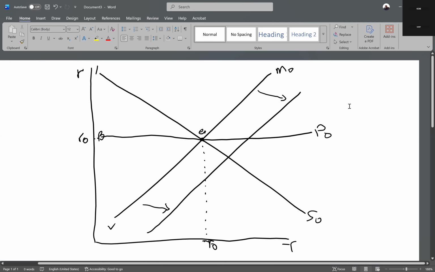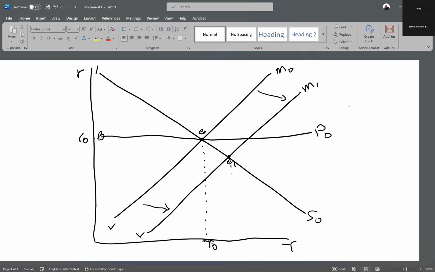Where it meets the IS curve, so this is LM1. It meets the IS curve at this point. Call it E1. At E1, income has increased from Y0 to Y1. Can you see that? Yes. And we do expect interest rates would have fallen, as you already know. Anytime there's increase in money supply, we expect interest rate to fall. So interest rate falls from R0 to R1.